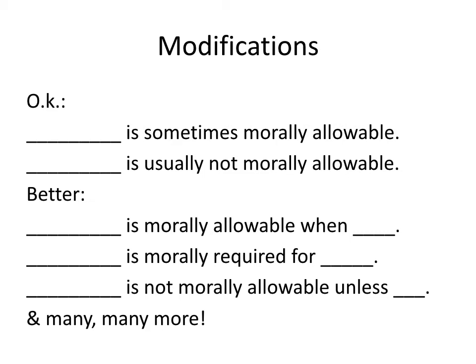And then we fill in, when is this action morally allowable? Blank is morally required for whom? We may need to talk about some actions or behaviors being morally required for certain people and not for others. For example, parents have special duties that non-parents don't have. Finally, blank is not morally allowable unless certain conditions hold true. There are many, many more of these. Let me go to the next slide and I'll show you some examples.